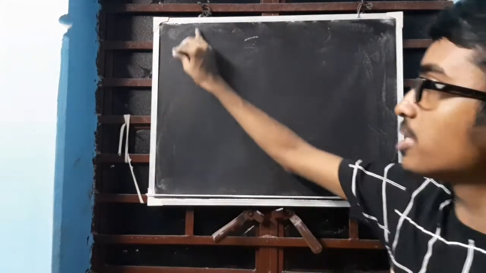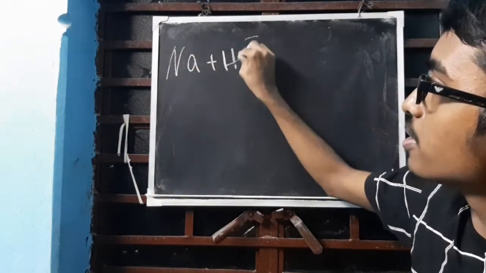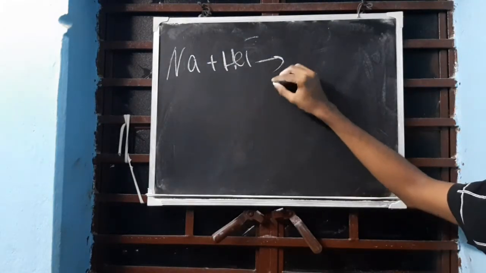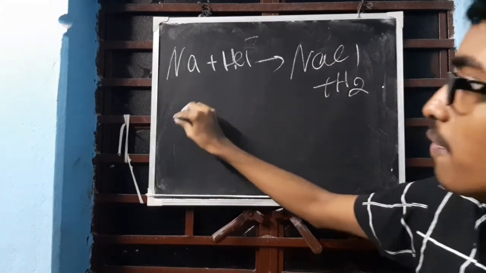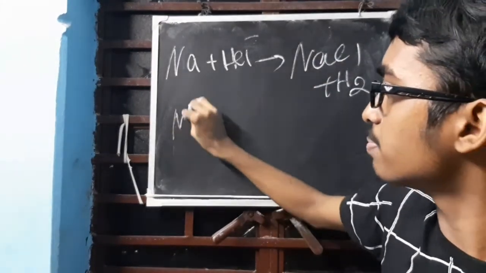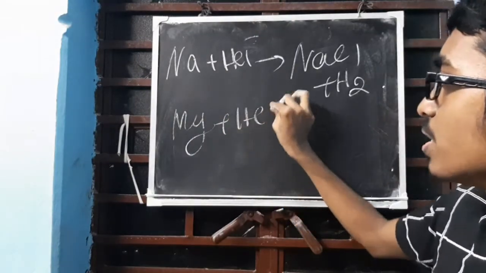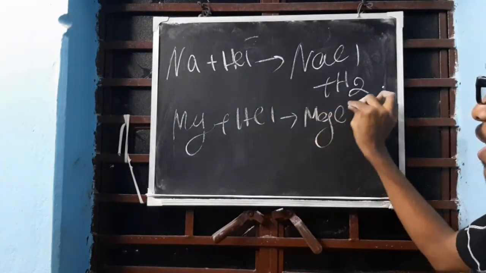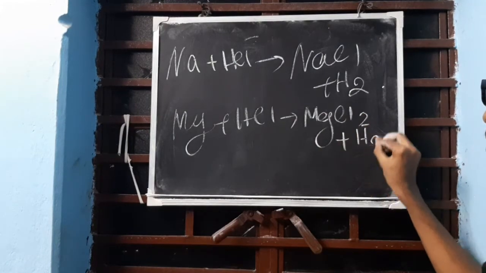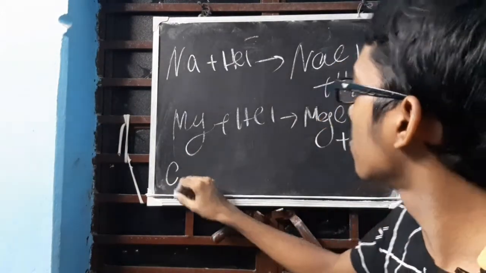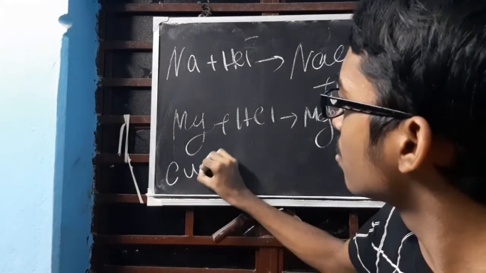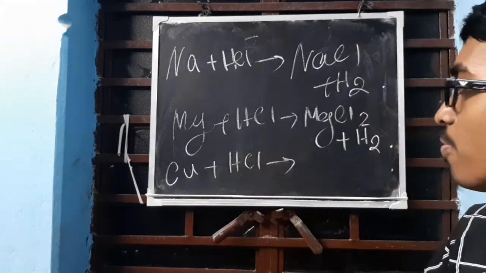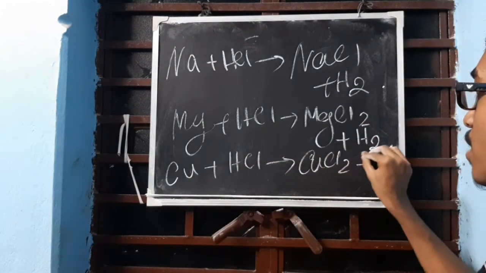Okay, suppose I give you Na plus HCl. I have discussed this in some other chapter as well. Na plus HCl, what will form? NaCl plus H2. Great. If I give you magnesium plus HCl, what will be formed? MgCl2 plus H2. Great. If I give you Cu plus HCl, what will be formed? CuCl2 plus H2.